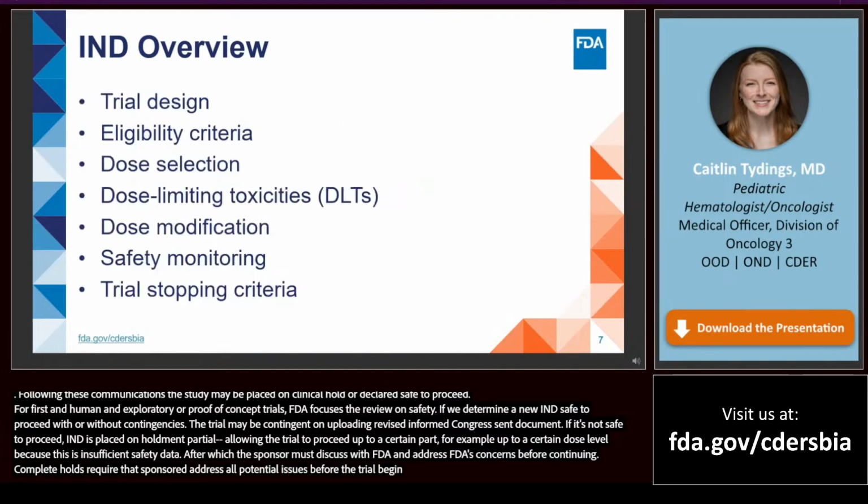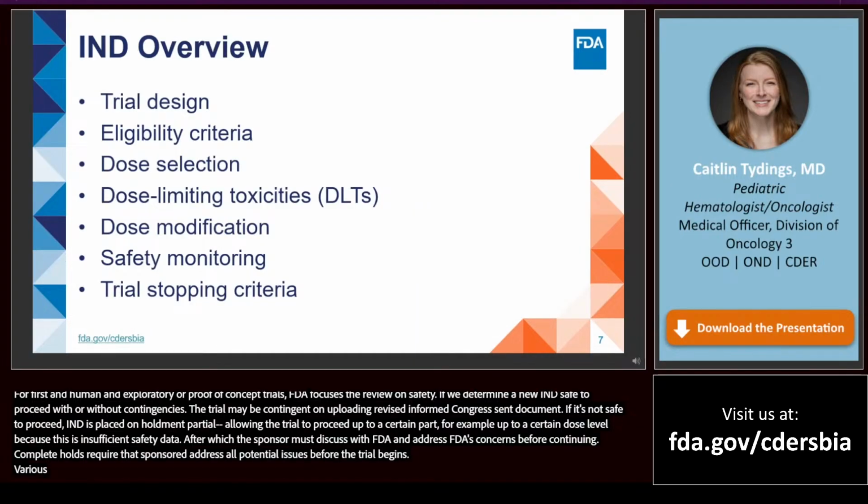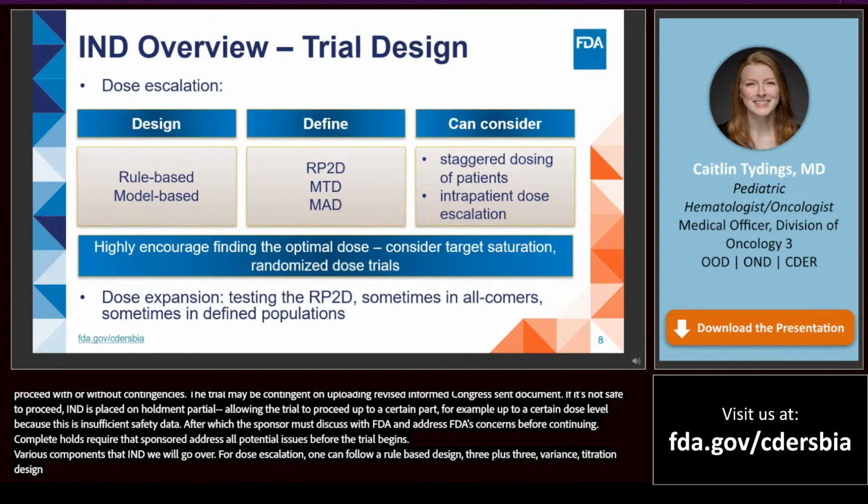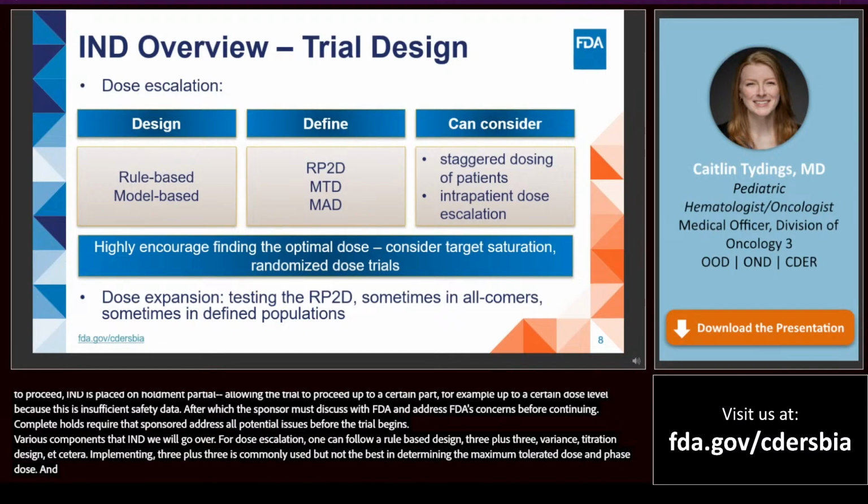These are the various components of the IND we will briefly go over. For dose escalation, one can follow a rule-based design such as a 3+3 and its variants, accelerated titration design, etc. These are often easier to implement. For example, 3+3 is very commonly used, but they may not be the best at determining the maximum tolerated dose and the recommended phase 2 dose, and more patients may be treated at a subtherapeutic dose.